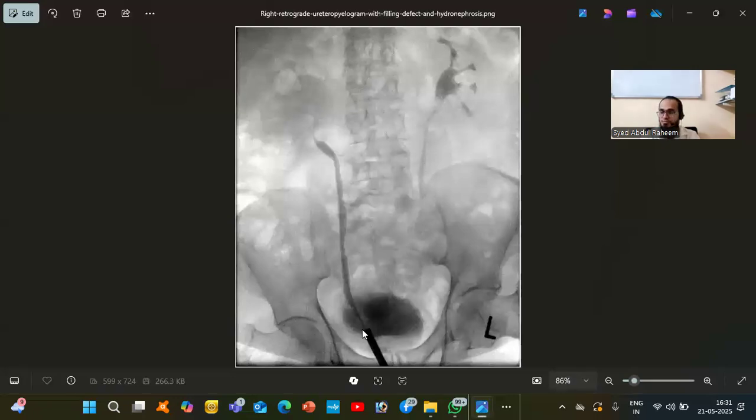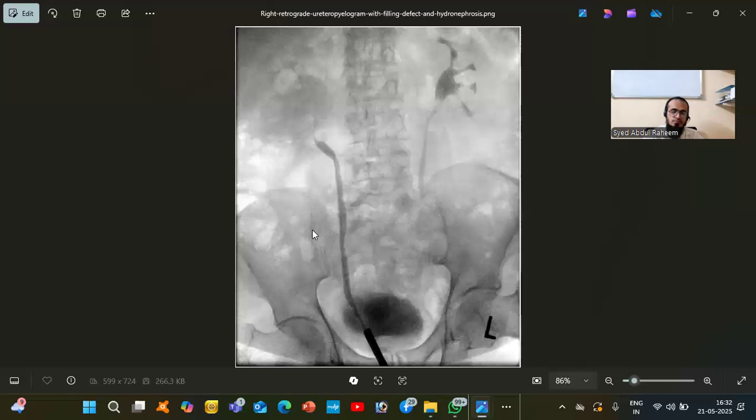The most common disease we can see is urethral stricture. This is the retrograde urethrogram defect, and hydronephrosis also. You can see that this kidney is larger than this kidney. This is the normal size, and this is the largest size.